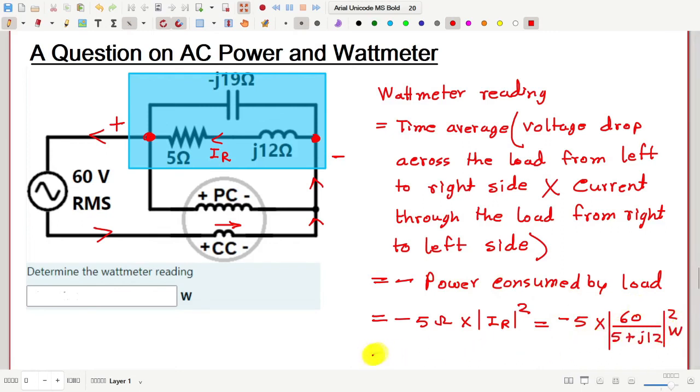So this will be equal to minus 5 into 60 square divided by the denominator, which will be 5 square plus 12 square, that is 13 square, and this will be approximately equal to 106.5 watt with a minus sign. Okay, so the answer will be minus 106.5 watt.